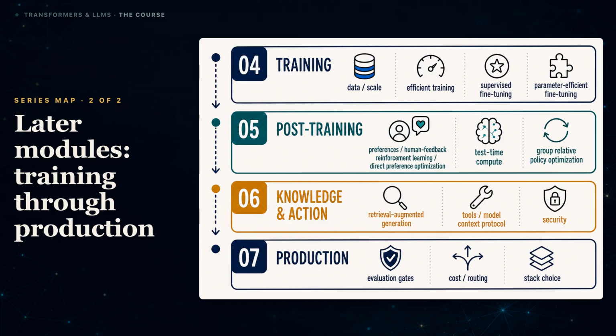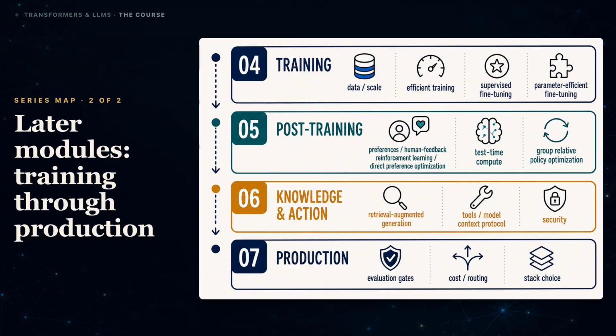The second section explains how a checkpoint is created, improved, connected to outside knowledge, and checked before release. Training covers data and scaling, efficient distributed training, supervised fine-tuning, and parameter-efficient adaptation. Post-training covers preference learning, test time compute, and modern reasoning methods.